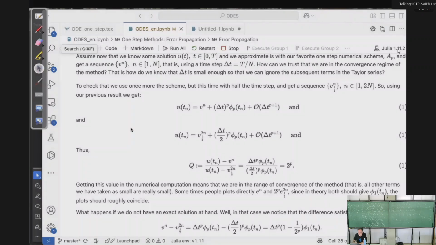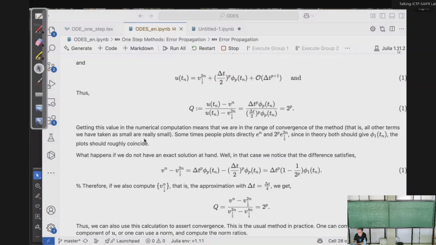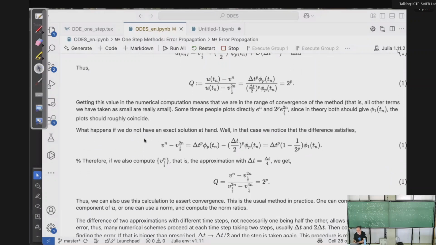And then if we didn't have an exact solution, we could do this with delta t, delta t over 2 and delta t over 4, so three runs. And use this quotient, and if you do that quotient, you also get the 2 to the p. So in practice, this is what is usually done.